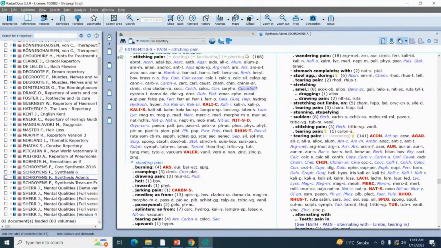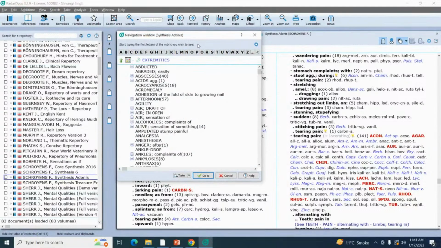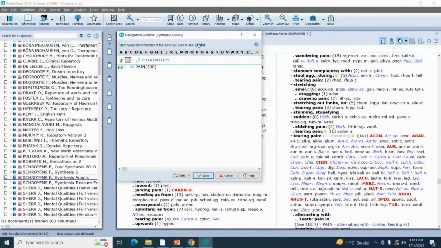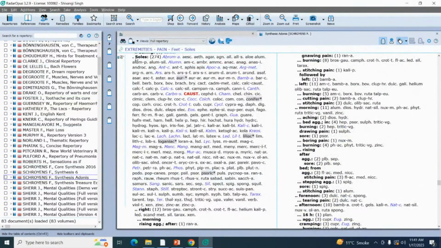If you click on this icon, your rubric has been added to your clipboard. The next symptom, my patient is having pain in the feet, the soles of his feet. So I'm going to the navigation window again. I'm going to the extremities chapter. Pain, feet, soles. I'm going to add this rubric, that is from the extremities chapter. Pain is my rubric, feet and soles are my sub rubric. Now I'm going to add this rubric with the help of my first method, that is dragging and dropping. You can drag it and drop it.